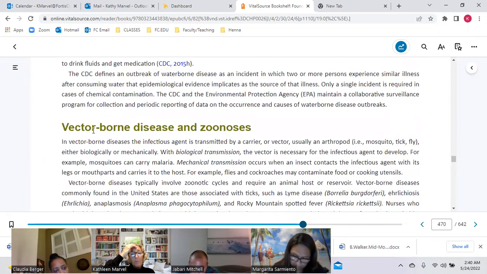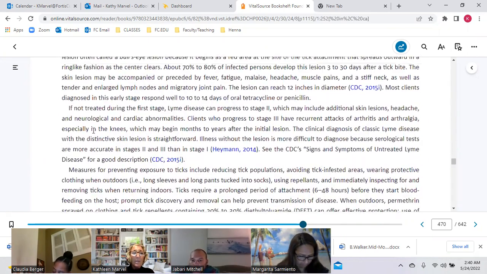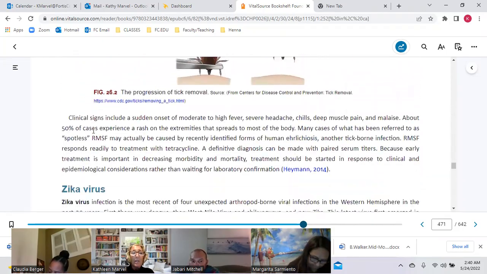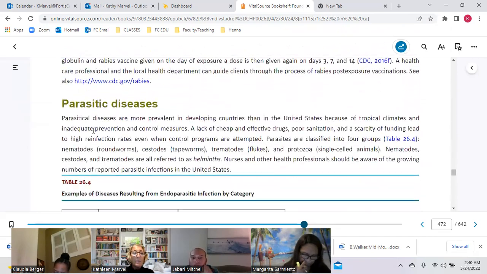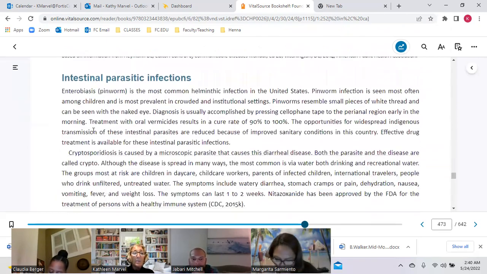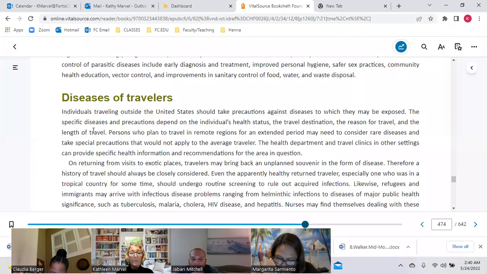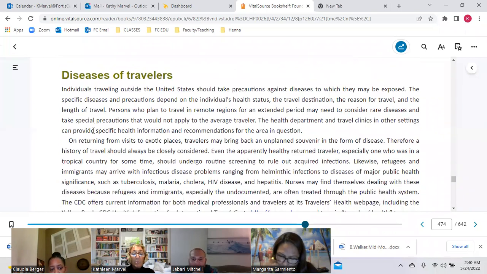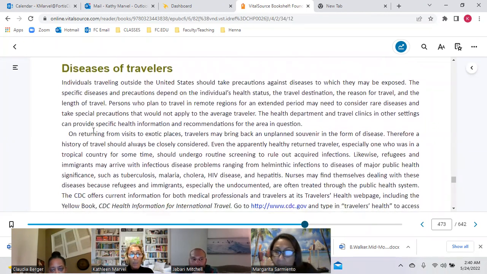Vector-borne diseases, right? What are vectors? Mosquitoes, ticks, right? And it talks about the Zika virus and Rocky Mountain spotted fever and rabies, parasitic diseases. We don't need to know all the specifics, just the categories. Travelers, people traveling in and out of countries. Potentially a big deal.